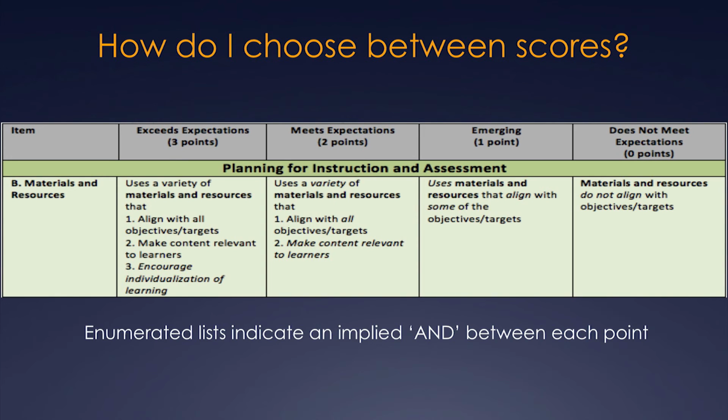For example, if the student teacher did fulfill number 1 and align with all objectives, and they fulfilled number 2 by making content relevant, but did not fulfill number 3 by encouraging individualization of learning, then the student teacher must be rated at a 2, despite fulfilling most of the requirements for a 3.